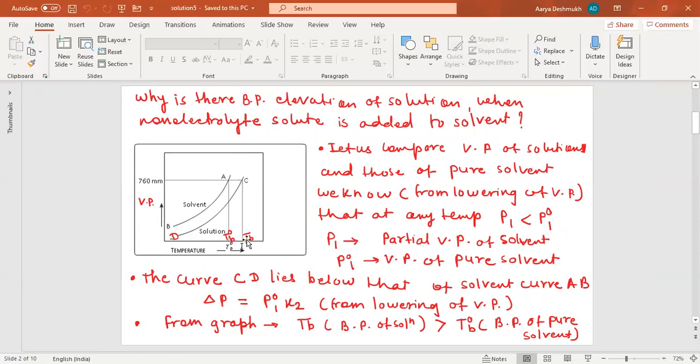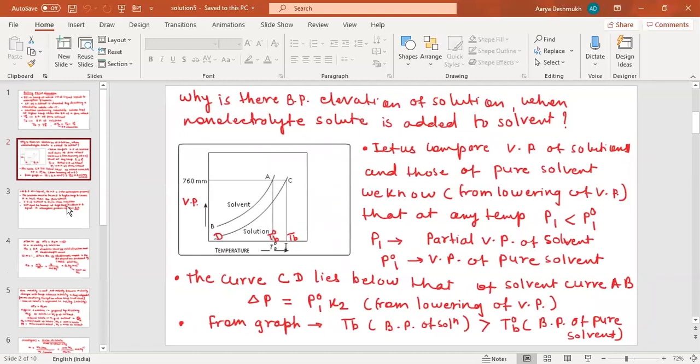So the boiling point of the solution on addition of the non-volatile solute will be increased compared to the boiling point of the solvent when it is in pure form. You can see from the graph that TB, the boiling point of the solution, is greater than T naught B, the boiling point of the pure solvent. So the same thing is shown here graphically. We'll proceed further to the next slide.